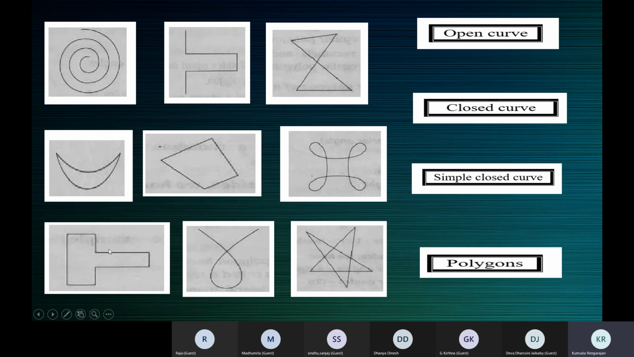What about this, children? Now let's do it faster. Is this a curve? Yes, ma'am. Yeah, so I'll just draw this quickly like this. It is a curve because I can draw this without lifting the pencil. Is the start point equal to the end point? Yes, ma'am. So it's a closed curve. Does it cross over itself anywhere? No, ma'am. So it's a simple closed curve. And is it made up of only line segments? Yes, ma'am. So it's a polygon.